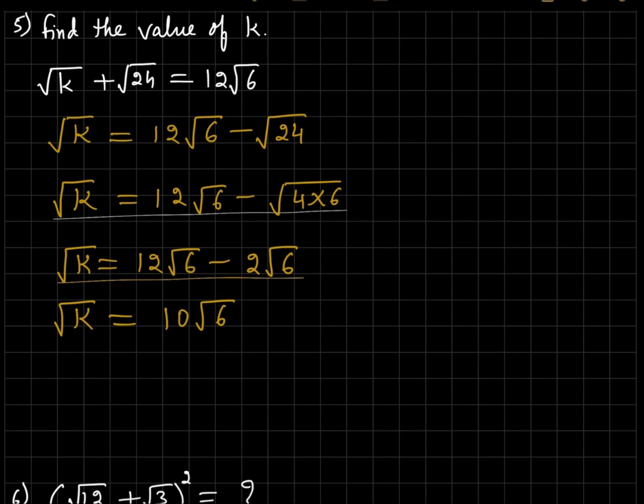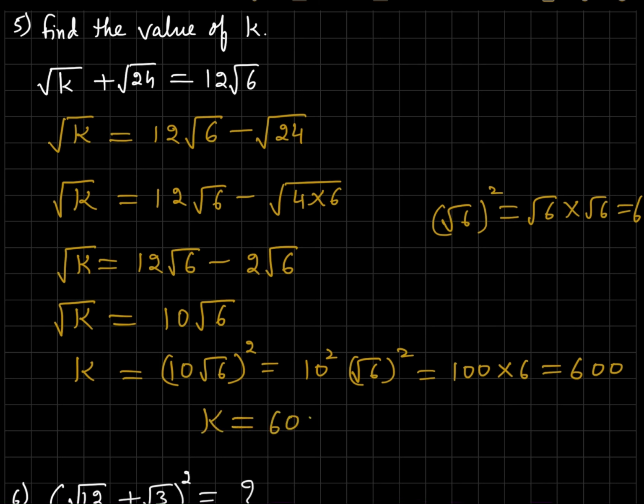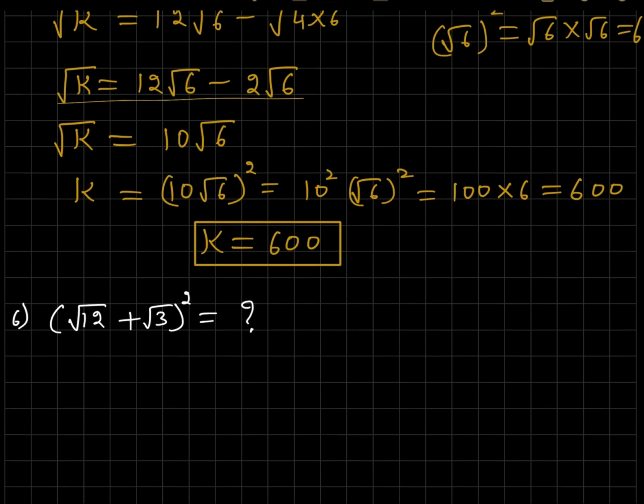Now what will we do? Squaring both the sides, I will be getting k equals 10 square root of 6 squared. It means 10 squared and square root of 6 squared. 10 squared is 100, and square root of 6 squared means square root of 6 times the square root of 6, which is 6. So this is 100 times 6. So our k value is 600. Okay, let's do the next question.